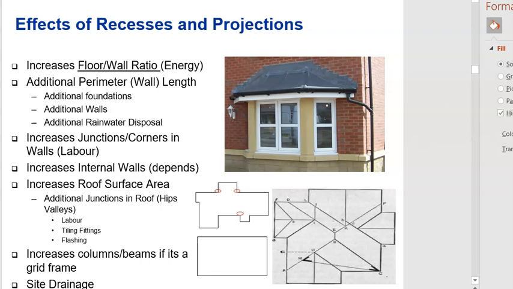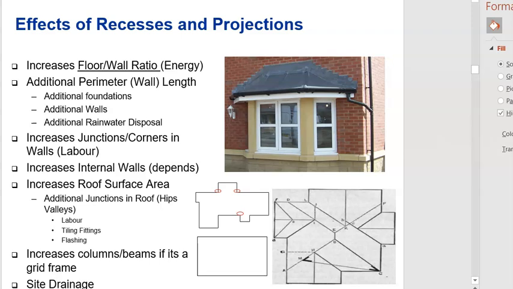So all the 3 things that you want to try and balance as an architect, as a project manager, that triple constraint model: time, quality, and cost, all 3 of those are impacted by your choices when you go to design a structure that has a projection. So if you can avoid it at all, try and avoid it. If you can, ask the client, why do you want to construct this? What is this doing? Can we achieve this in some other way? You're going to have an increase in junctions and corners of the walls. You're going to have an increase in internal walls, roof surface area, valleys, flashings, columns, beams, drainage, etc.